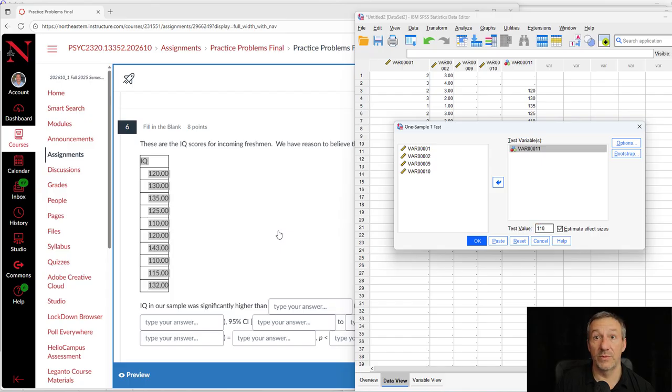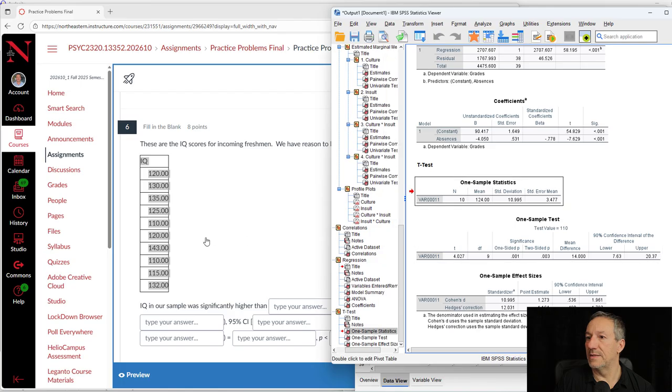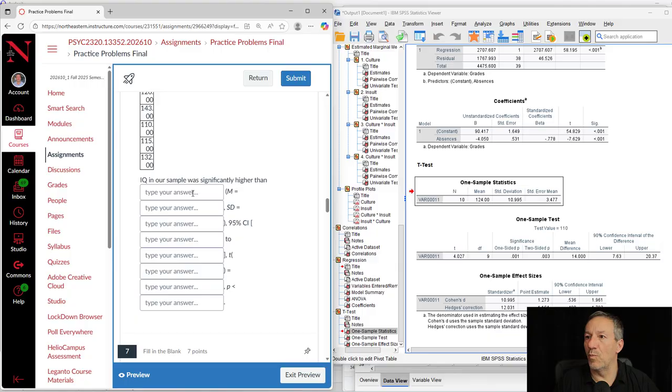And because we said higher than, we're saying it's a one-tail. Click options and change 95 to 90. Click continue, click OK. We get, okay, our IQ was significantly higher than 110, which was our test value. And then we list our mean, which is 124. Our standard deviation is 11.00.